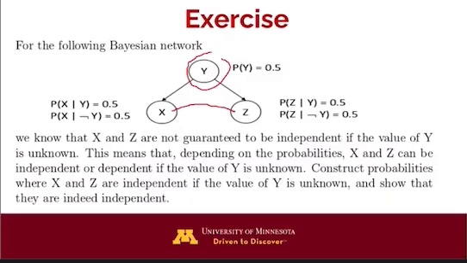Suppose that x and z are not guaranteed to be independent if the value of y is unknown. They can only be independent if the value of y is known. Does that make sense? This means that depending on the probability, s and z can be independent or dependent if the value of y is unknown. Then the question now: construct probabilities where s and z are independent if the value of y is unknown, and show that they are indeed independent. How am I going to solve all of this? Like I said, I've made an extensive video, and I'm going to share it with you today.